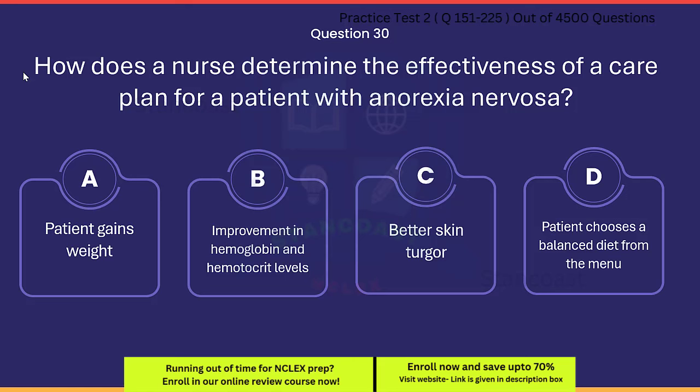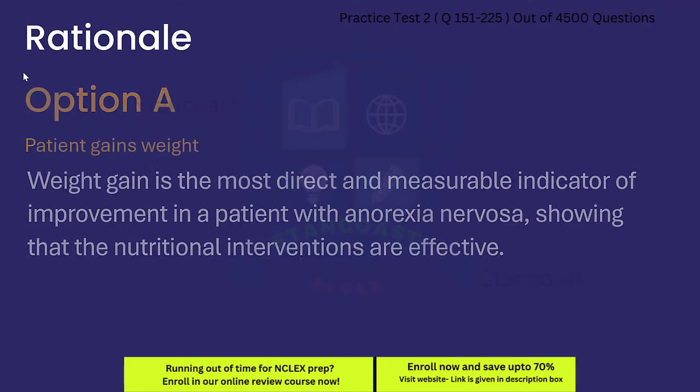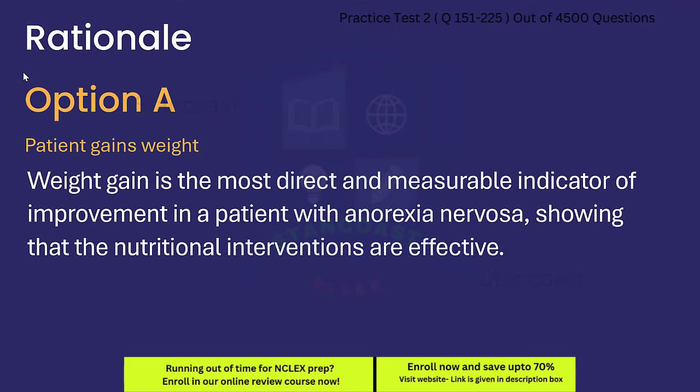The correct answer is A. Patient gains weight. Weight gain is the most direct and measurable indicator of improvement in a patient with anorexia nervosa, showing that the nutritional interventions are effective.